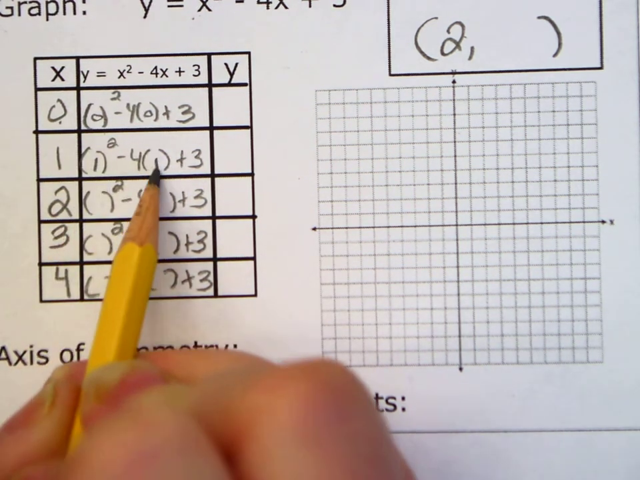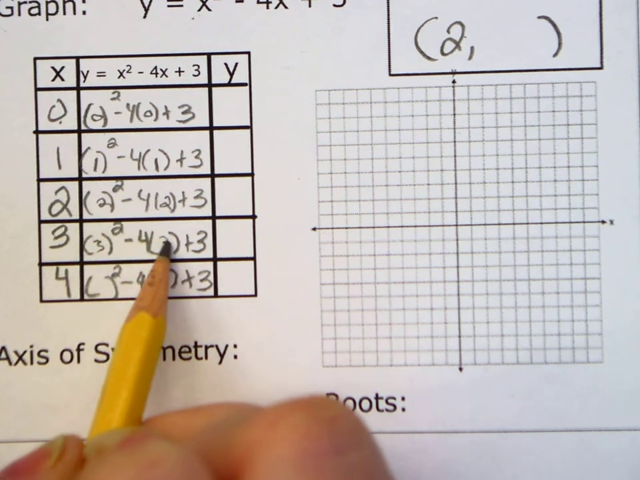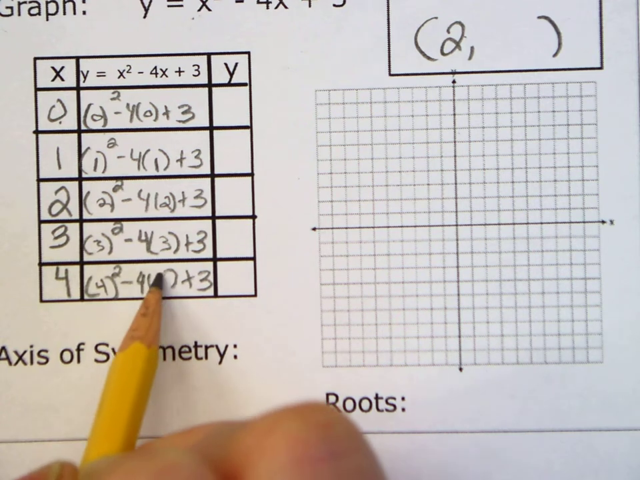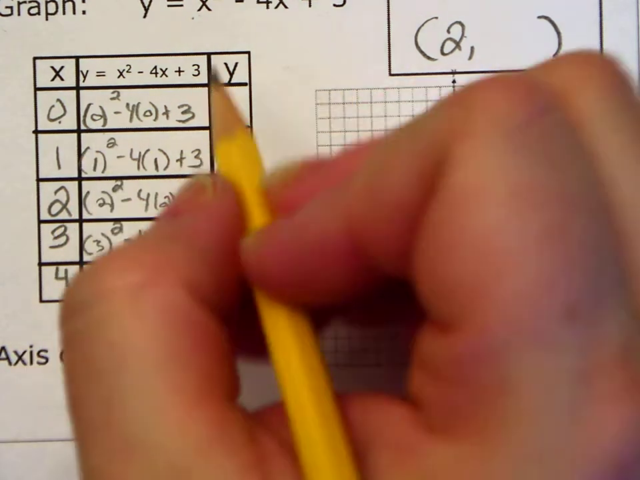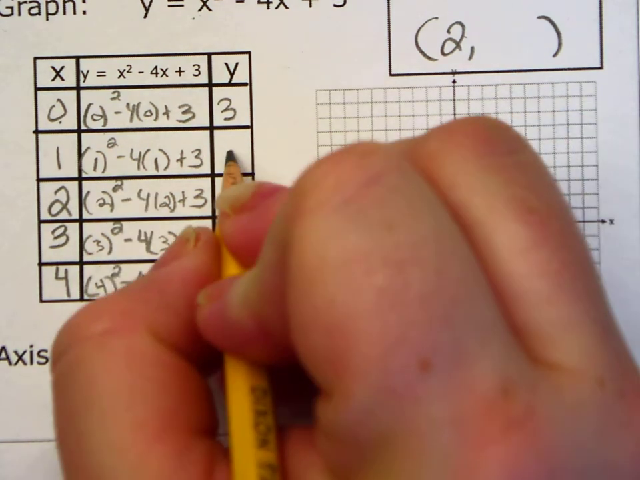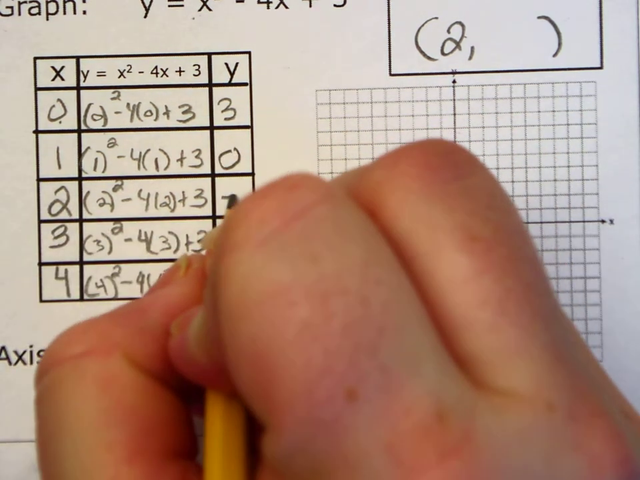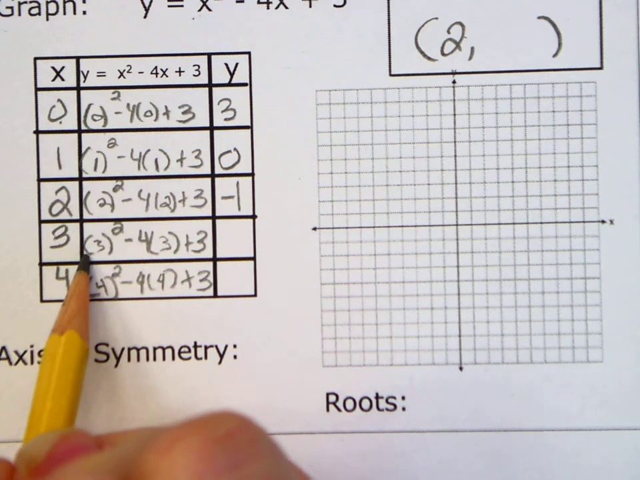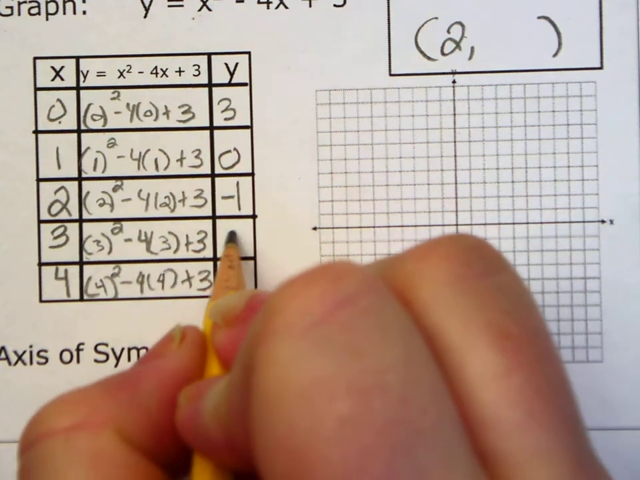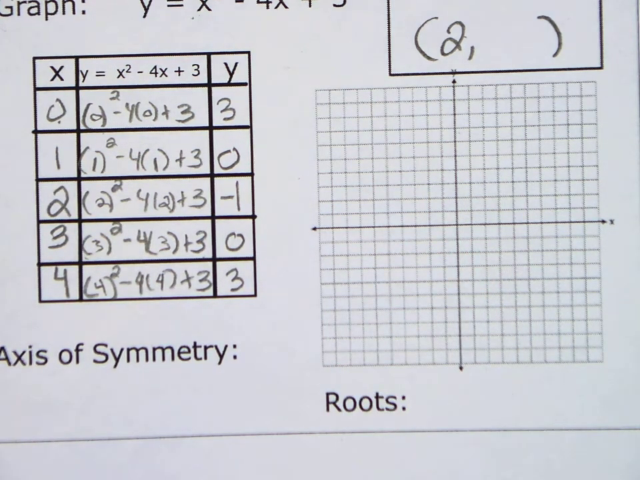1, 2, 3, 4. And then I'm going to calculate. This gives me 3. What's this give me? 0. Negative 1. 9, 12. 12 minus 12 is 0. And 3.